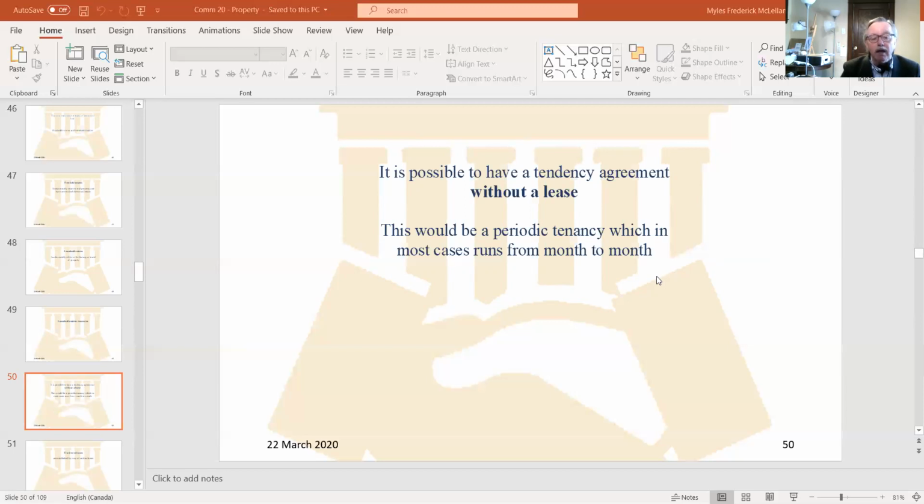Tenancy agreements can be made without a lease, so you don't have to have a written contract for a lease, unless your intention is to be there for a period longer than a year. Then you're going to need, or sorry, 3 years. Then you're going to have a lease. So if you don't have a lease, what you have is what's considered to be a periodic tenancy that runs from month to month. Okay.